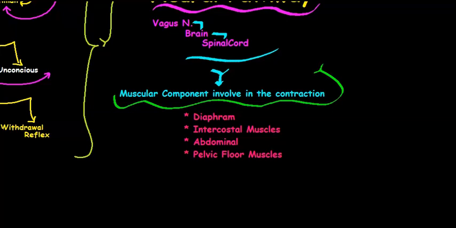So, examples of such muscular components involved in the contraction are the diaphragm, intercostal muscles, abdominal muscles, and the pelvic floor muscles.